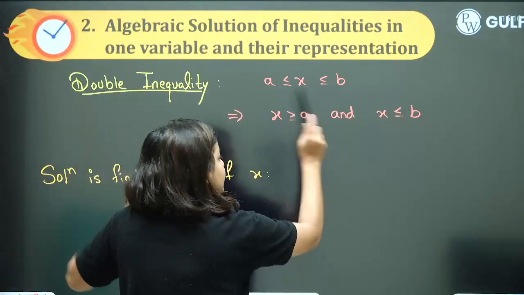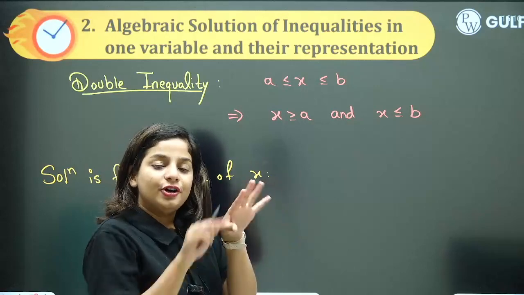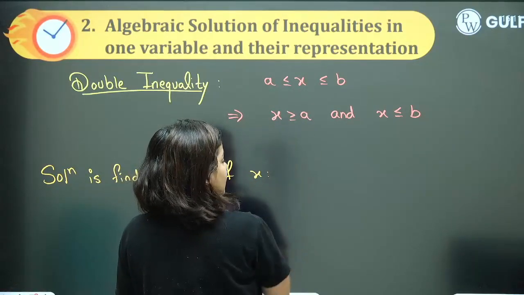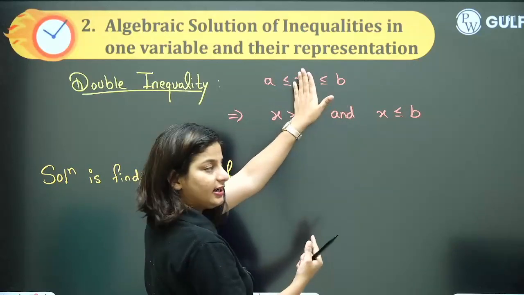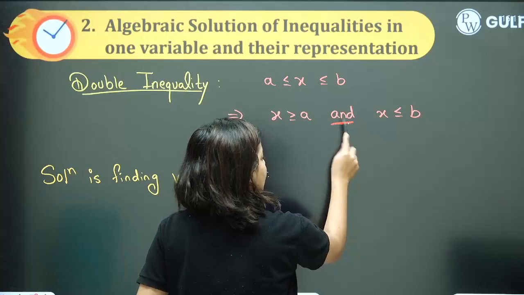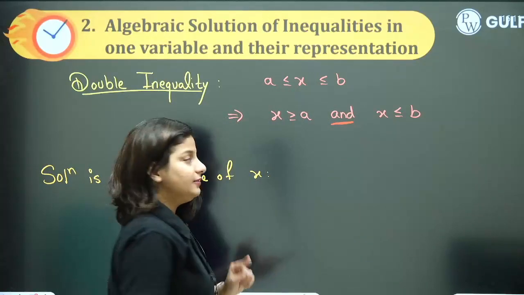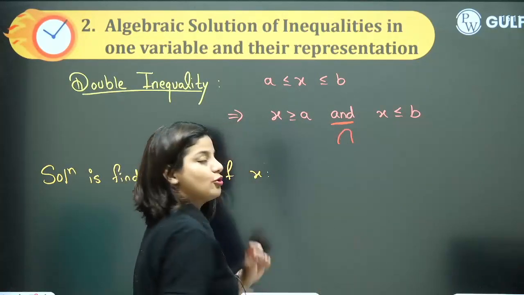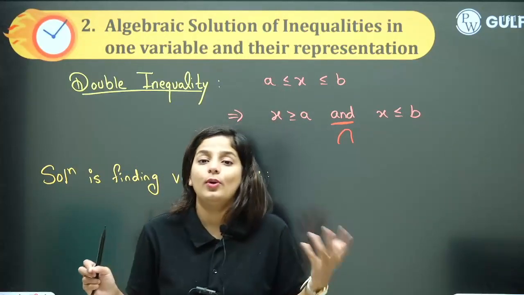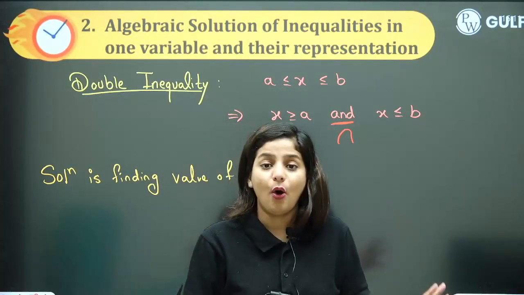And this double inequality can be further divided into 2 parts. One, X greater than equal to A, that's how we were reading it, and X less than equal to B. And will come in between. And means intersection, or means union. So you have to notice carefully in this chapter where I am putting and, where am I putting or.